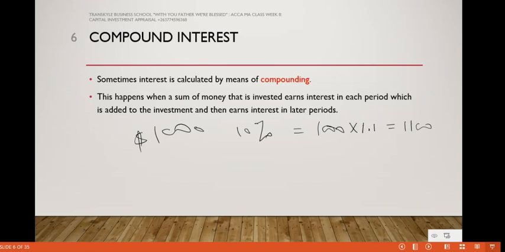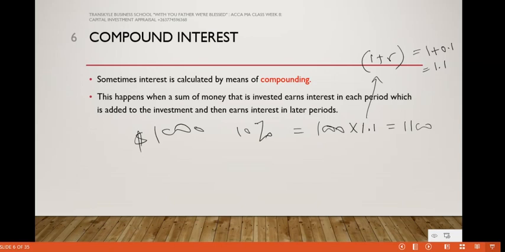Why did I say 1.1? I say that this is equal to 1 plus R. Okay, and our R is 10%. So 1 plus 10%, which is 0.1, and you're going to get your 1.1. This is how we got the 1.1. Okay, so 1,000 multiplied by 1.1, that's 1,100.